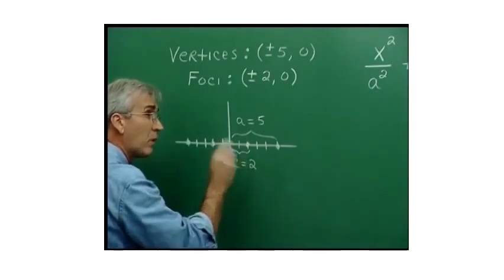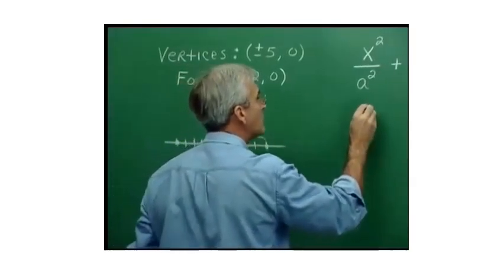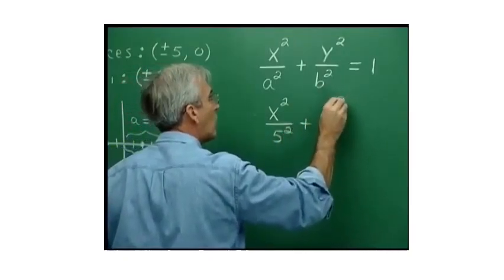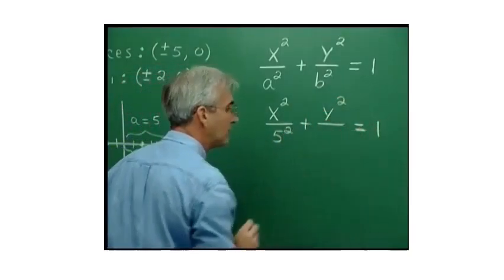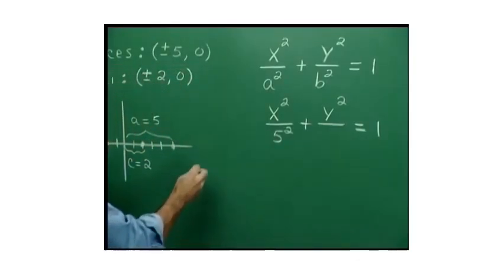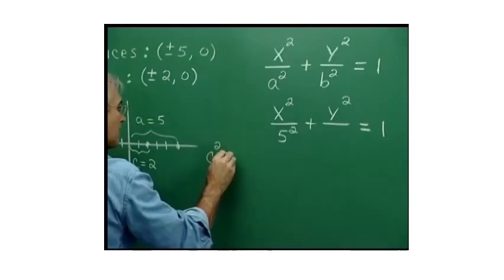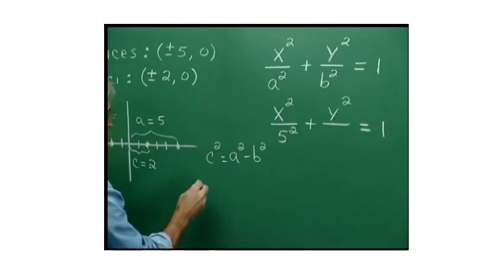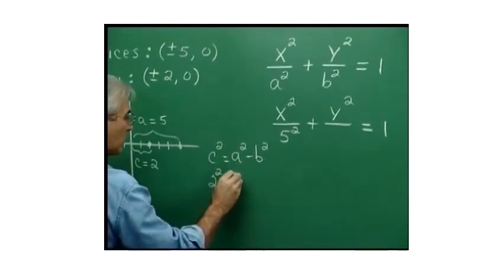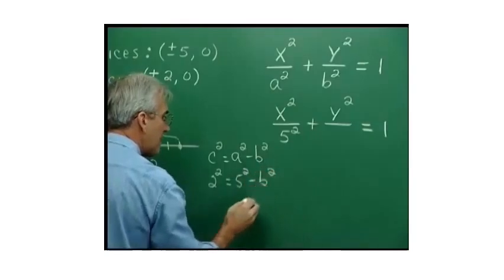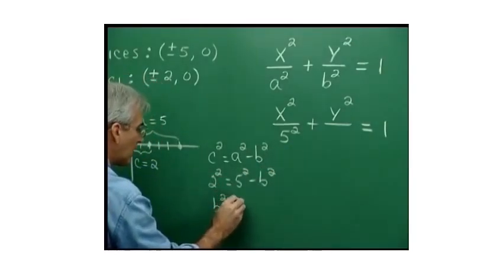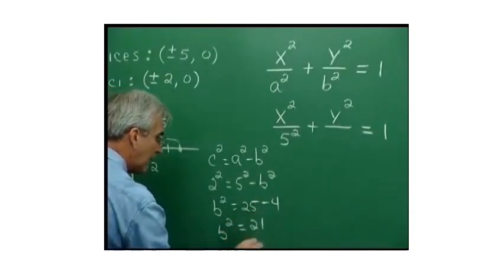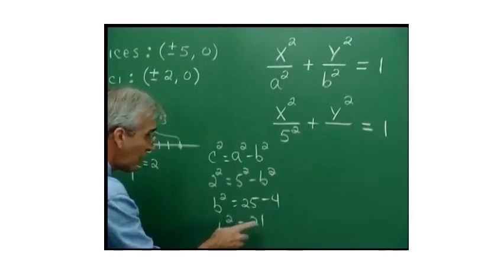Now we're still looking for B, but we know this much. We know that in our equation we have x squared over 5 squared, and then plus y squared over some unknown quantity equals 1. All right, let's find the B value. We would use that relationship C squared equals a squared minus b squared. We have information about a and c in this problem, so we have 2 squared equals 5 squared minus b squared. And I'm going to kick b to this side. B squared then is 25 minus 4. So b squared is 21. Now I could find b. B is the square root of 21.